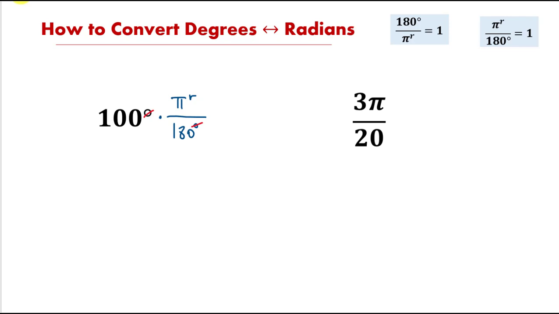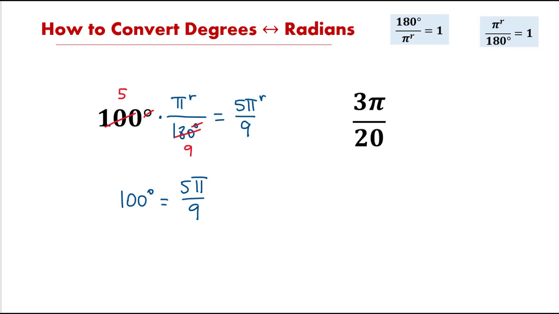Of course, I will also simplify numbers here. Both 100 and 180 I can divide by 20. So that will give me 5 in the numerator and 9 in the denominator. Which means that the answer will be 5 pi over 9 radians. So 100 degrees is equivalent to 5 pi over 9.